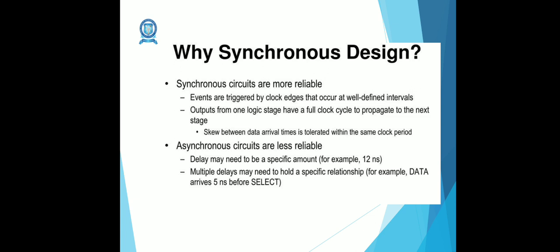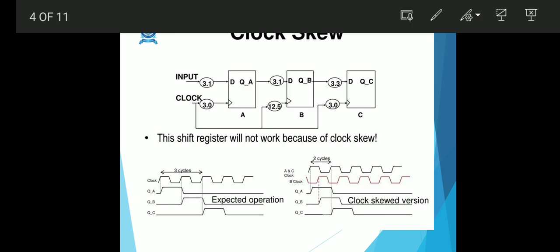Events are triggered by the clock edges that occur at well-defined intervals. Also, outputs from one logic state have the full clock cycle to propagate to the next state, and the skew between data arrival times is tolerated within the same clock period. In the case of asynchronous circuits, it is much less reliable. Delays may need to be a specific amount, and multiple delays have to hold a specific relationship. So this is why we go for synchronous logic.